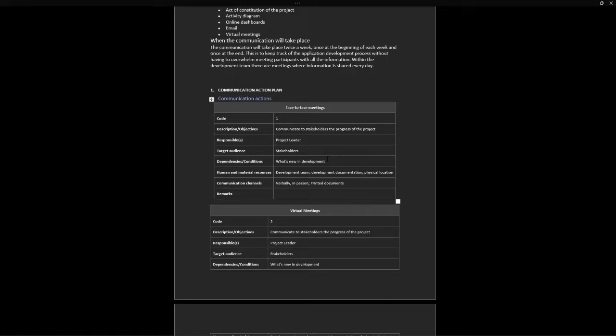What communication channels will we be using? Verbally, in person, and printed documents with basically the progress of the project at that date.